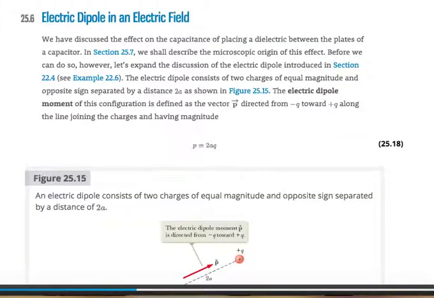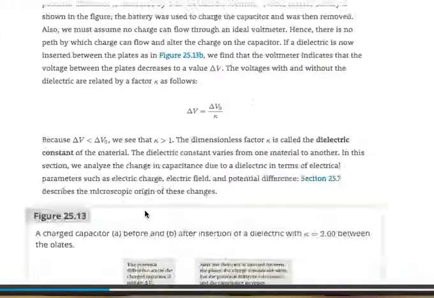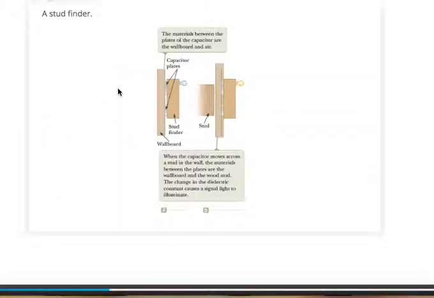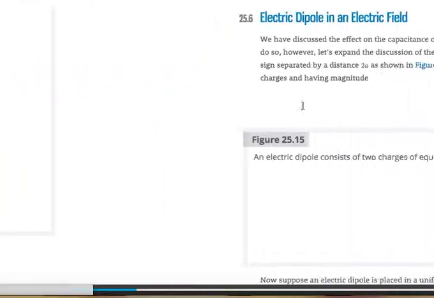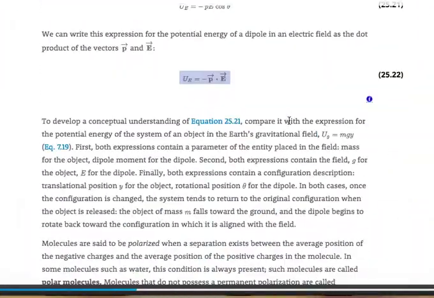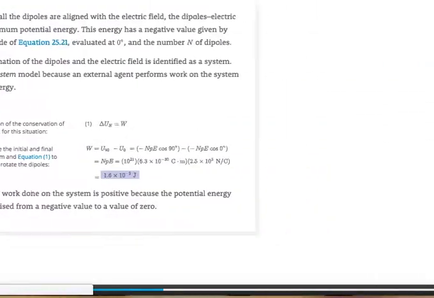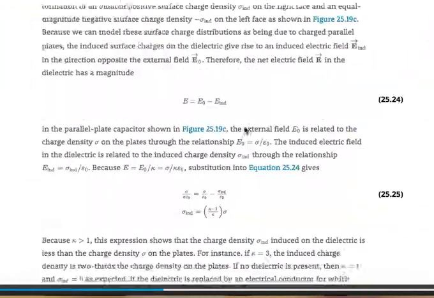Oh, that was pretty cool. That was talking about how a stud finder works, because it recognizes the wood behind there. And we're going to skip that right now. I might come back to this one.